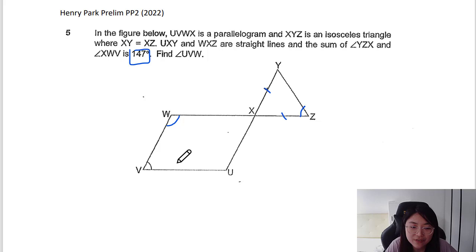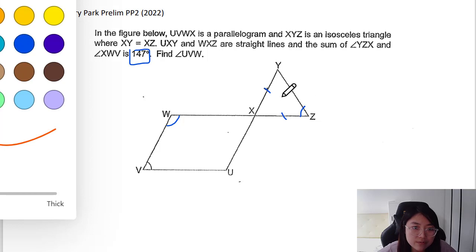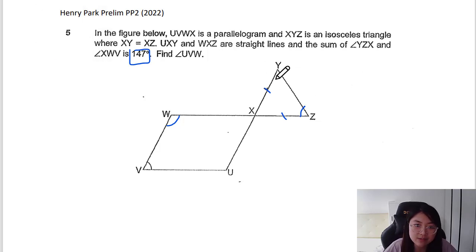For this question, we know that isosceles triangles have the same base angles. So meaning to say, the blue angle over here, angle XZY, is going to be the same as the angle XYZ over here. So this orange angle is the same as XZY.